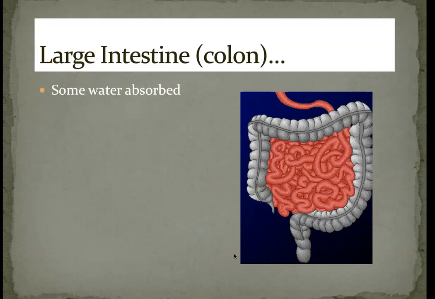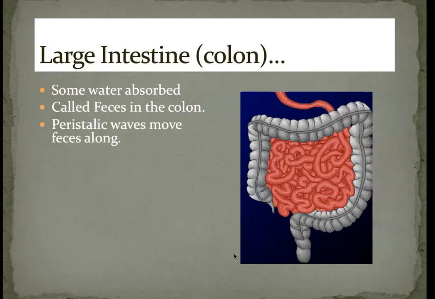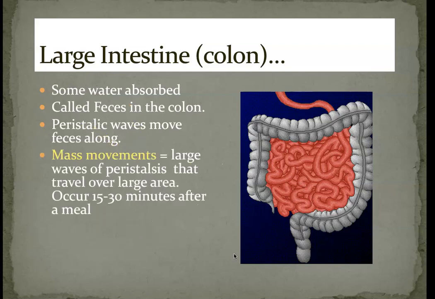So what happens in the large intestine? Some water is absorbed. So you do get absorption of some water. What's left in the large intestine is called your feces. Peristaltic waves are going to move the feces along. So it comes from the ileum. Whatever's left, bacteria will start to digest. You'll get absorption of some water. You'll also get absorption of some vitamins. And then peristalsis will be moving it along, the ascending through the transverse, descending, sigmoid colon, rectum, and anus.